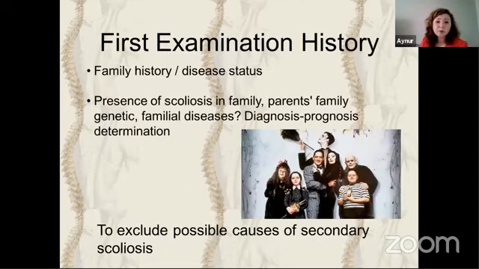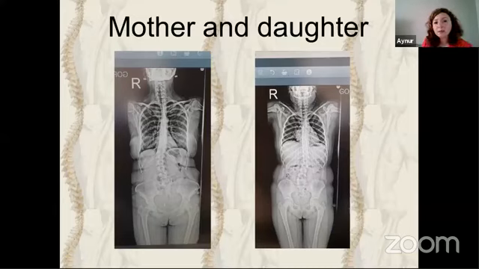In the first examination, family history is important. Disease status is important. Presence of scoliosis in the family, parents' family, and genetic and familial disease are questioned. Diagnosis and prognosis determination is important. To exclude possible causes of secondary scoliosis, you must ask all of them. Now, you can see a mother's and a daughter's x-rays. This mother is my friend from university. She has a right lumbar scoliosis. Her daughter came to me, our clinic. She also has lumbar scoliosis, but it is a left lumbar scoliosis.